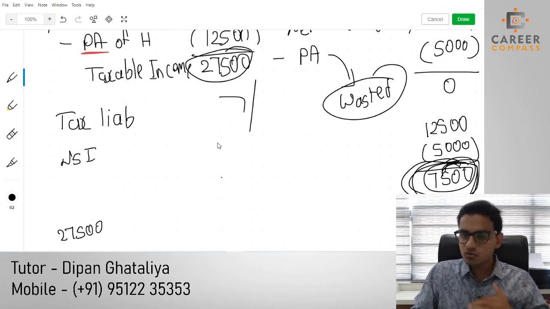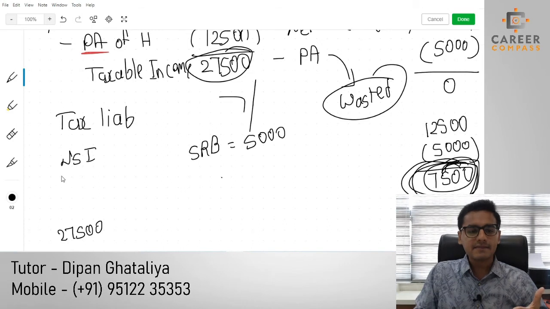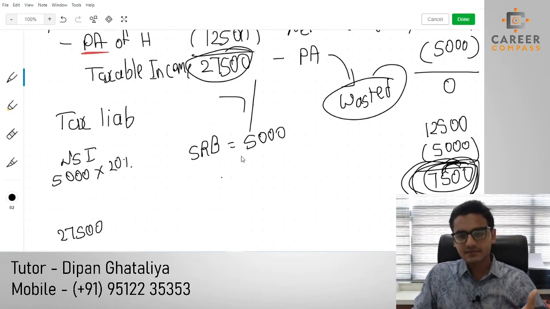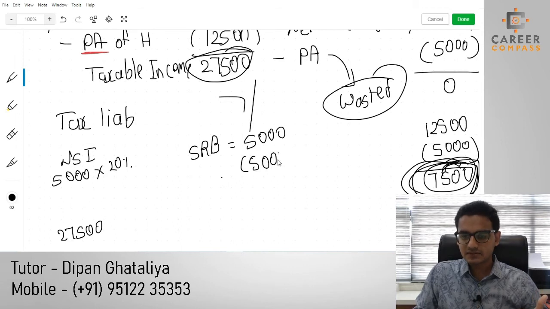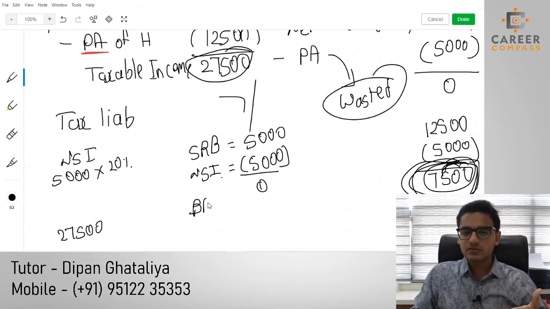What are we going to do? First of all, we will utilize our starting rate band. It's 5,000 pounds of the starting rate band. 5,000 multiplied by 20%. 5,000 of the starting rate band is utilized against non-savings income. So my starting rate band is now 0, and then we will utilize my basic rate band, which is 32,500.